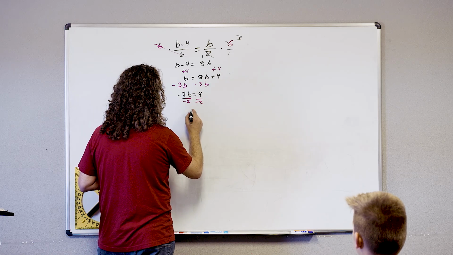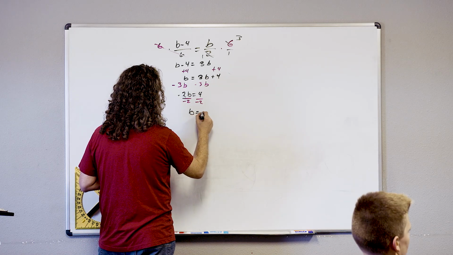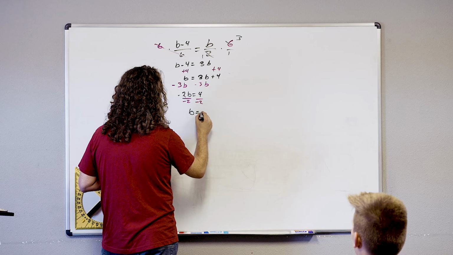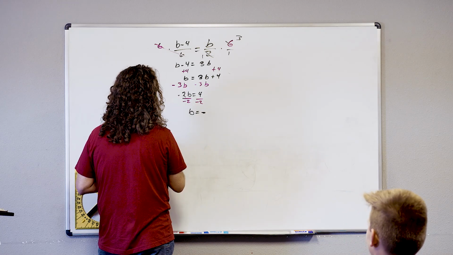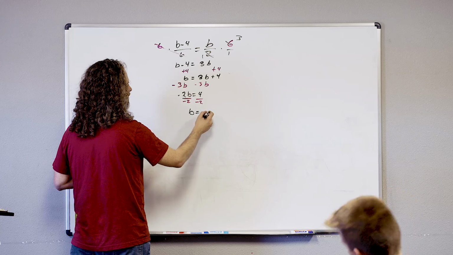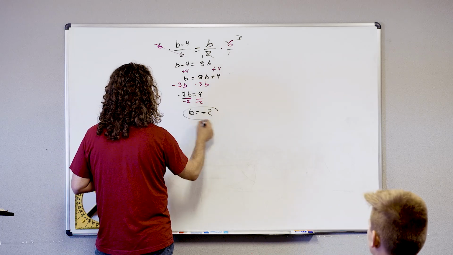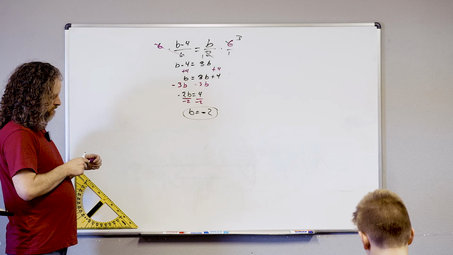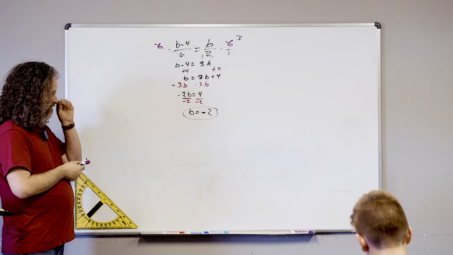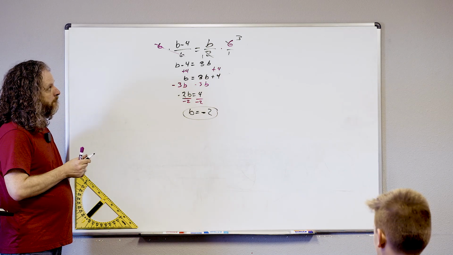Why did you switch, Corbin? That was so hard. No, it wasn't. It would have been the same either way, from here on. We would have just done this, right? B equals negative 2. I did that. Actually, I got negative 3, just negative 3 by itself.